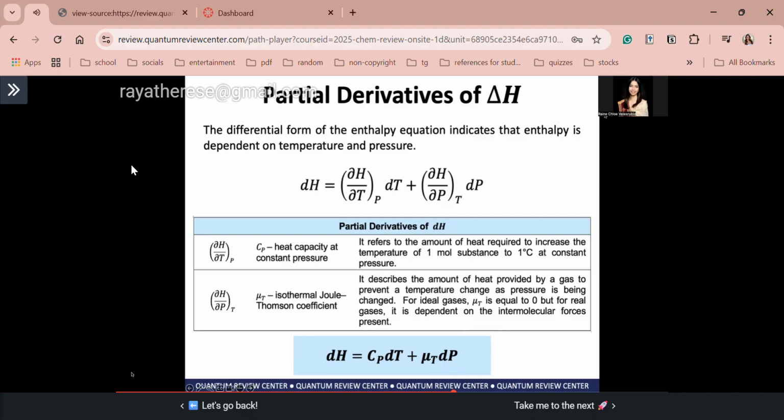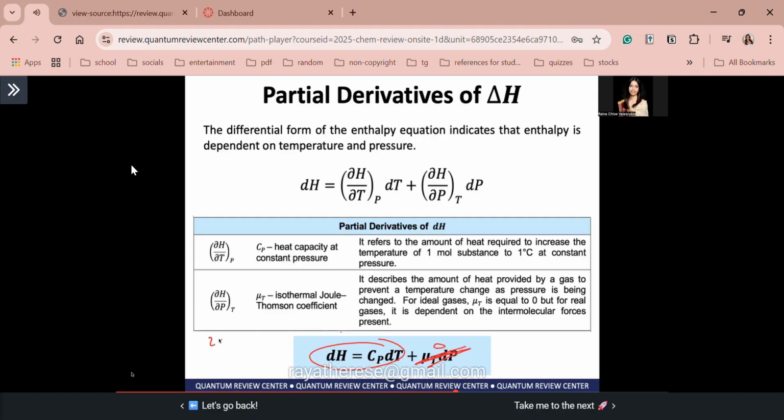So to add, guys, what we usually use in thermodynamics calculations is dH is equal to Cp dT. So we usually cancel out this term because we usually solve for ideal gases using this equation. Again, for ideal gases, we cancel out mu T because it is equal to 0. That's why usually we just use dH is equal to Cp dT.